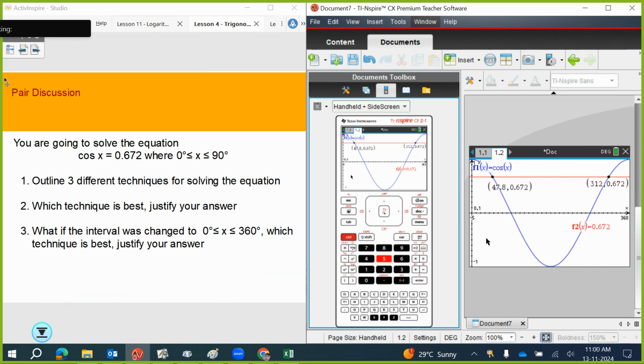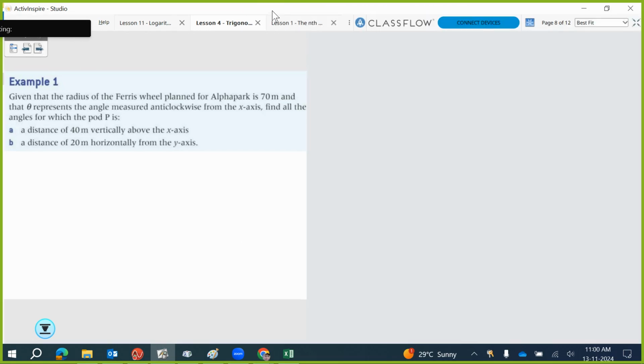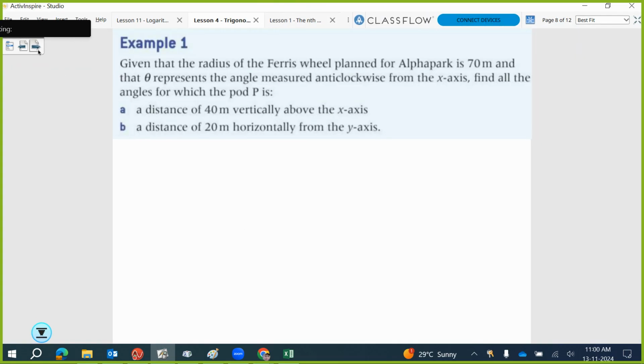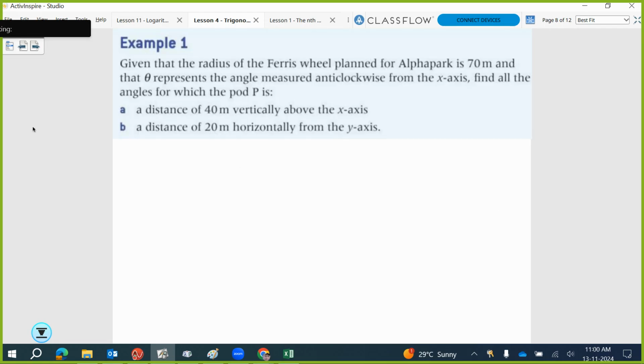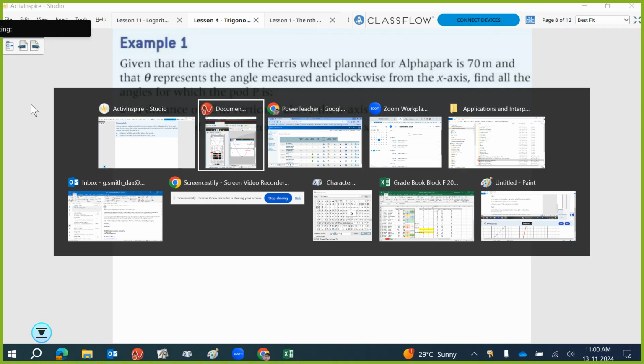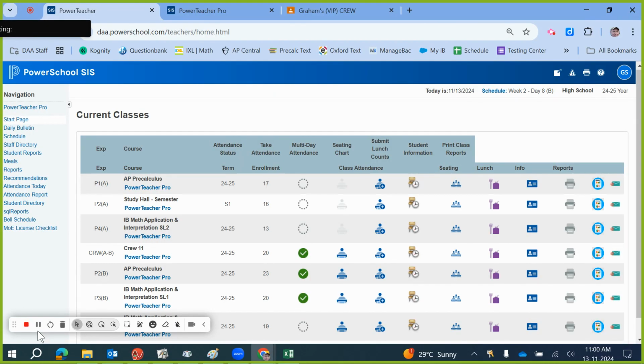Last up for us is to have a go at some questions now. We're going to have to leave the exam style question for another day. We're going to have a look at example 1, and I can do this one example. Take a couple of minutes to read the question and have a think through it, and then I will show you a solution.